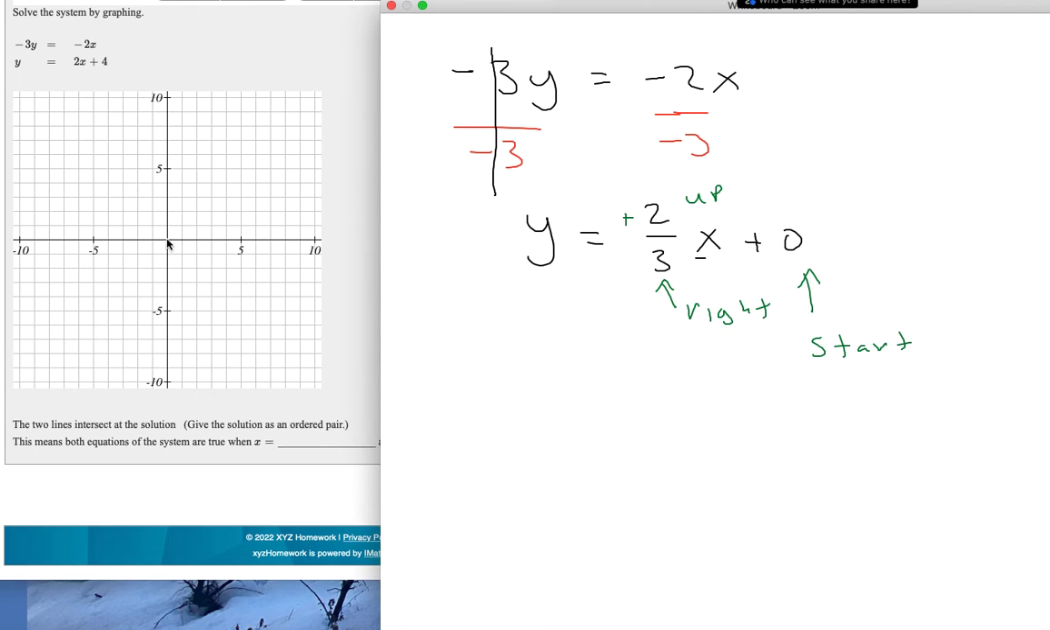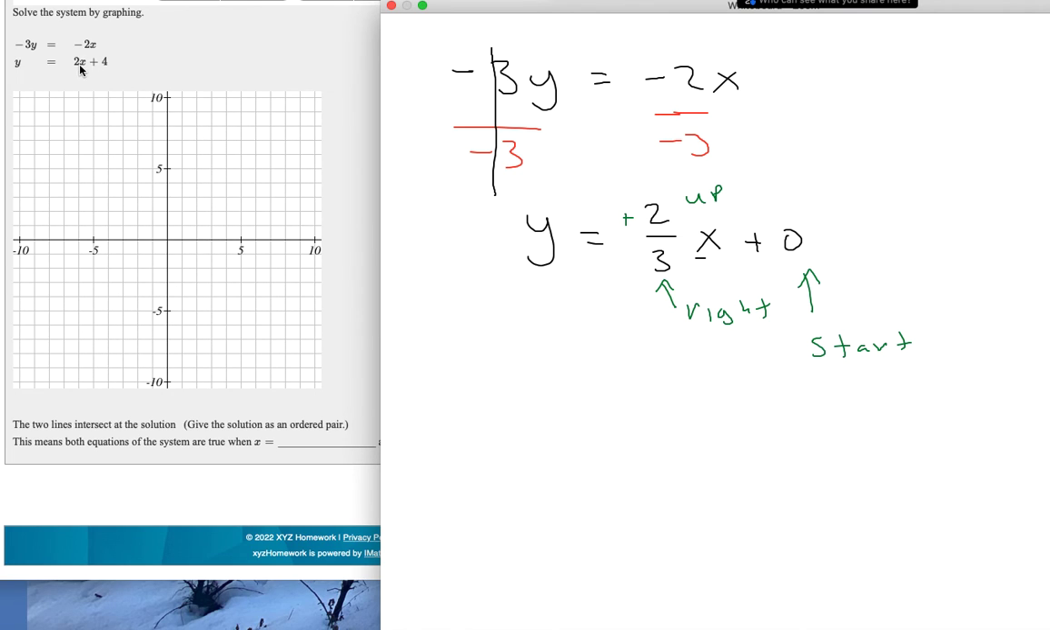So if I pop over here, I would start at 0, 0, so I'd put a point right there. I can't do it on this particular graph because it's not a live graph, but I put the point right there, and then I would go right 3, and then up 2, and I would put my second point. So it would go just through the origin, and then right there through 3, 2. So again, starting at 0, 0, because that's my y-intercept, and then over 3 and up 2.